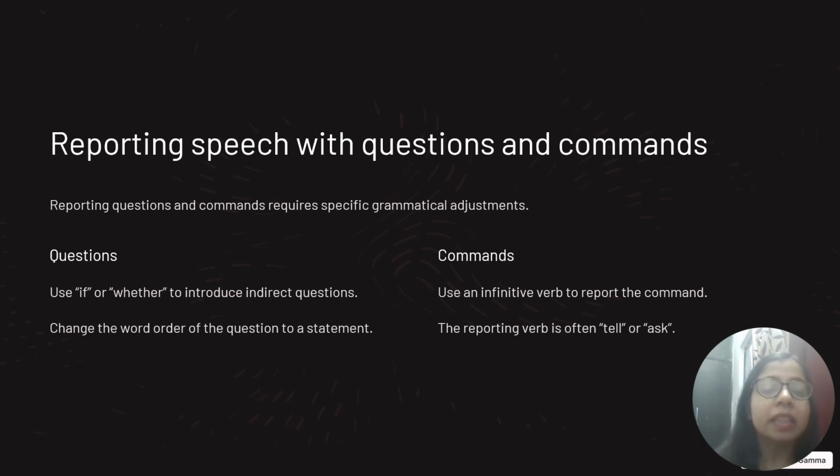Then next we will talk about commands. How we give commands: use an infinitive verb to report the command. The reporting verb is often tell or ask. So whenever we are talking about a command, the reporting verb will be tell or ask.